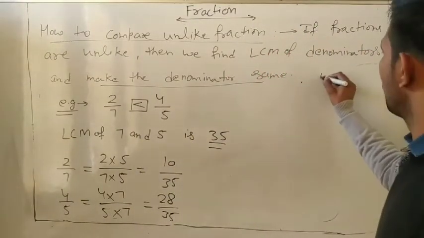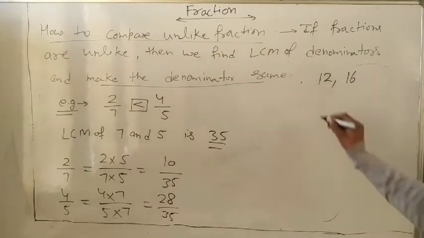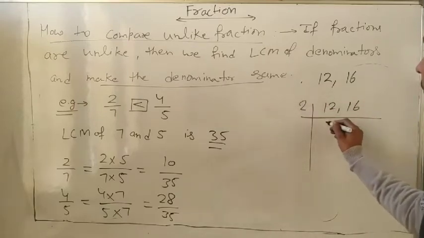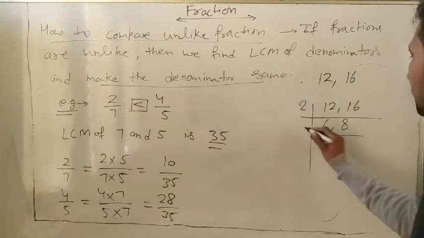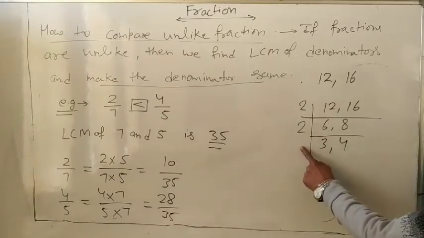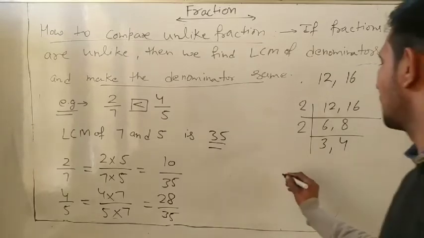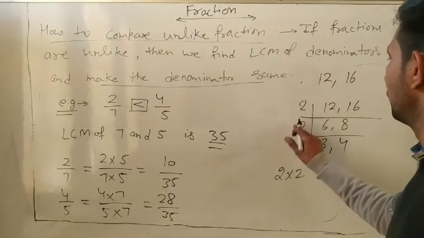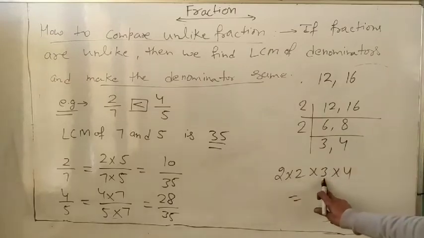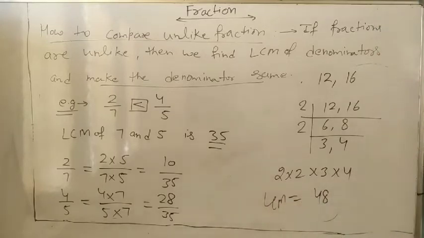LCM of 12 and 16. Write 12 and 16. These are divided by 2: 6, 8. Again by 2: 3, 4. Any other number we can divide by? 2 divides only 4, not 3. So both numbers cannot be divided by any other number. So LCM is 2 into 2, 2 into 2 into 3 into 4. 2 into 2 is 4, 4 into 3 is 12, 12 into 4 is 48. So LCM is 48.